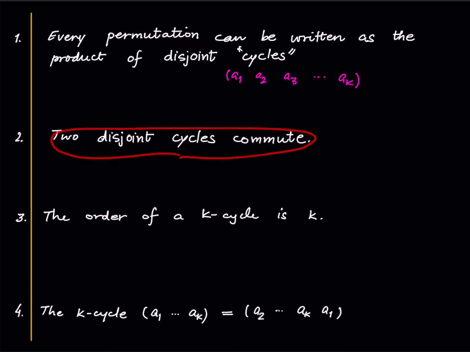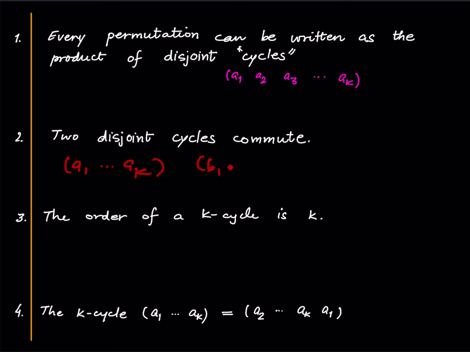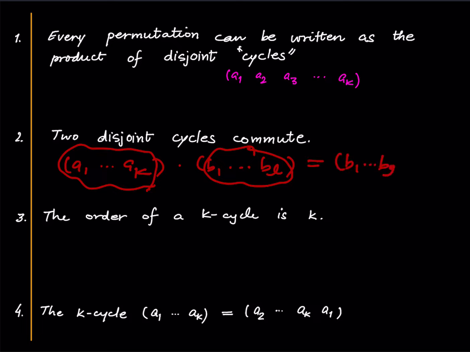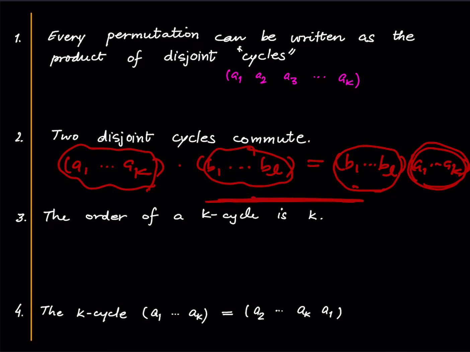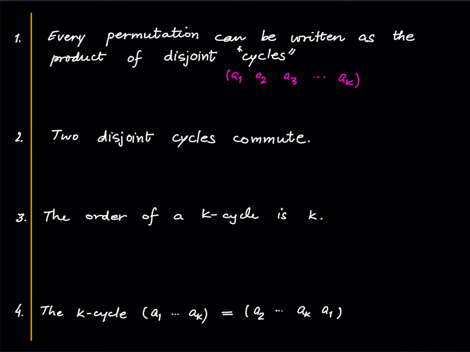Two disjoint cycles commute. So if I have a cycle a1 up to ak and another cycle b1 up to bl, and they are disjoint in the sense that none of the ai's is equal to any of the bj's, then you product them in this way or you product them in the other way. If you first do the b's and then the a's, it's the same thing. And that's a trivial comment because whatever this guy is disturbing, this guy has nothing to do with, and conversely. So you see that they will agree on every letter of the alphabet. This is a simple remark.